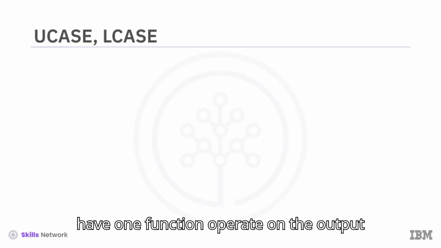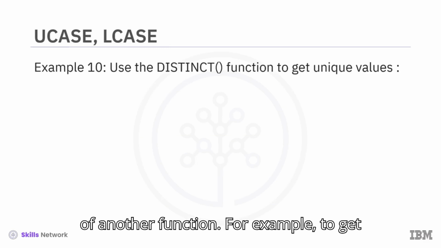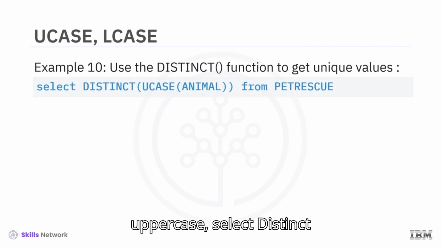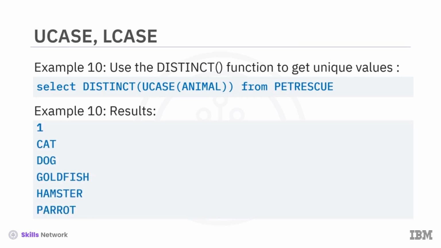You can also have one function operate on the output of another function. For example, to get unique cases for animal column in uppercase, select distinct uppercase animal from pet rescue.